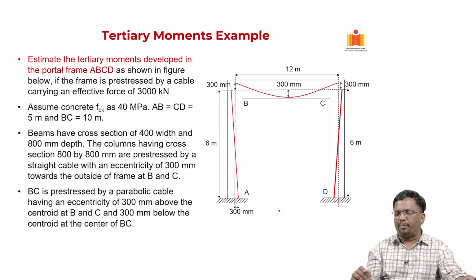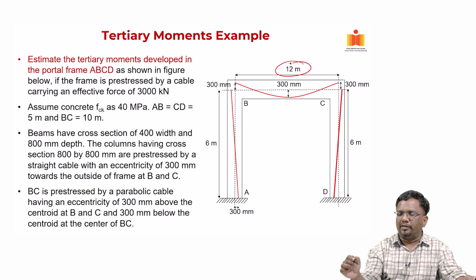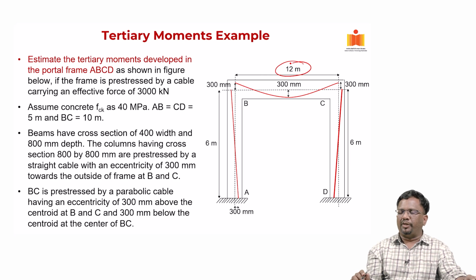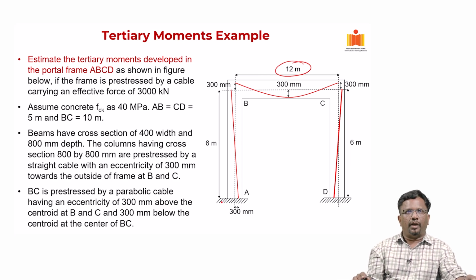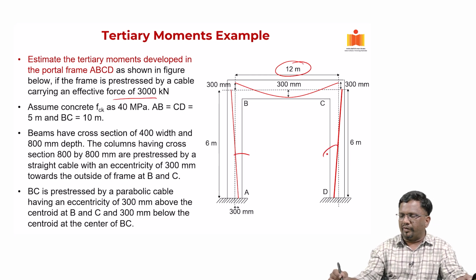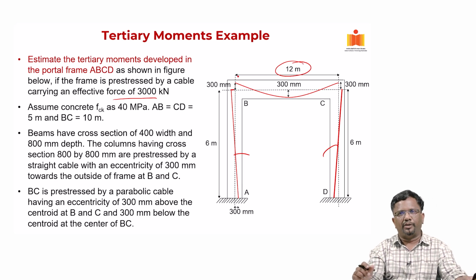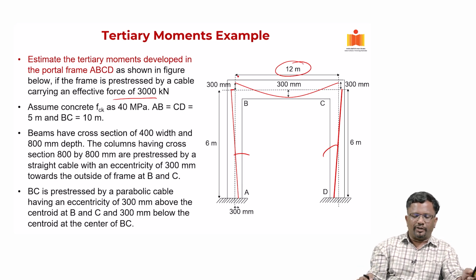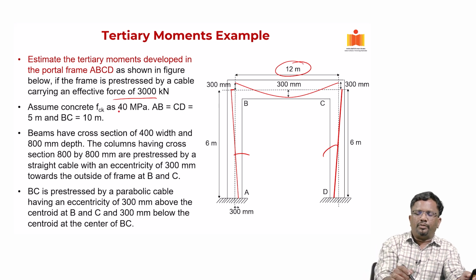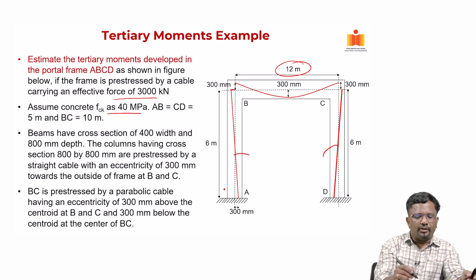Okay. So, let us explain through an example problem. This is again a simple portal frame. I am taking this beam as 12 meter long, and columns are taken to be 6 meter tall, and I am applying an effective prestressing with this cable profile, a linear cable profile. So, the moments that I am having in this joint will balance due to prestress, and I am assuming concrete strength is 40 megapascal.